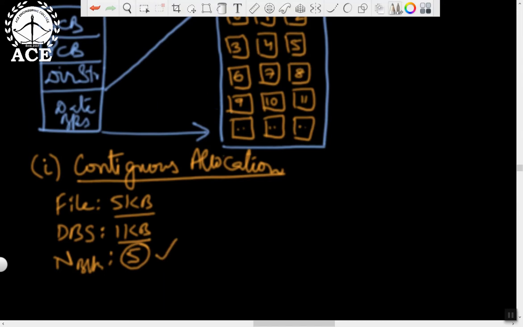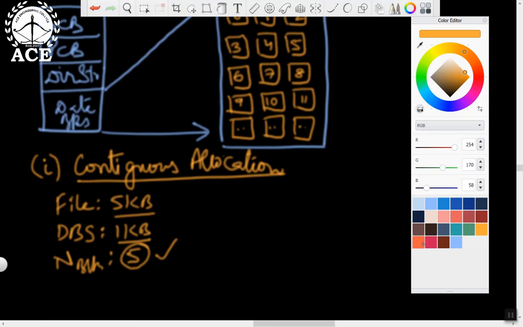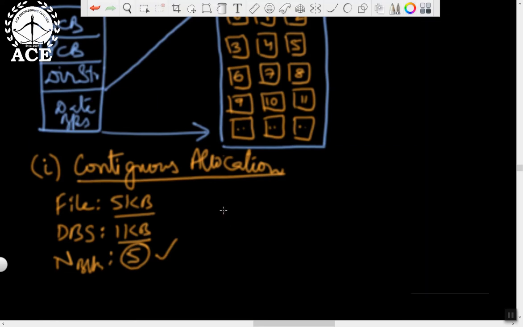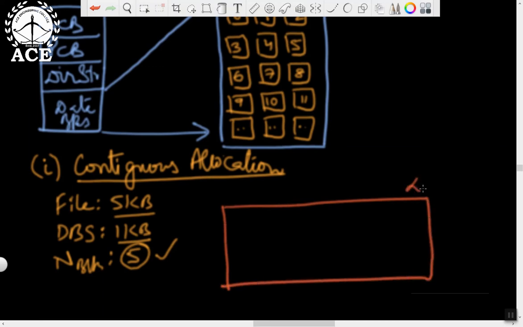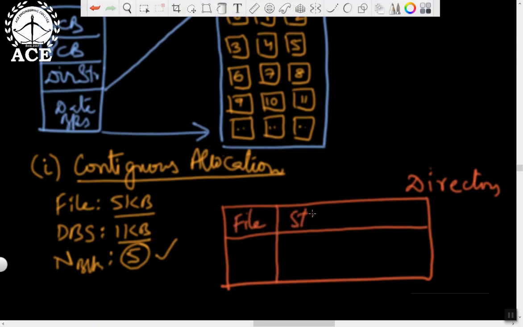So what will be the directory structure? Looking here for contiguous allocation, you can visualize it. Here I will show the directory structure. This is the directory. It will have entries like this: file name, starting address, starting block, and length or count of blocks. Like my file name is k.c. This file is called k.c.